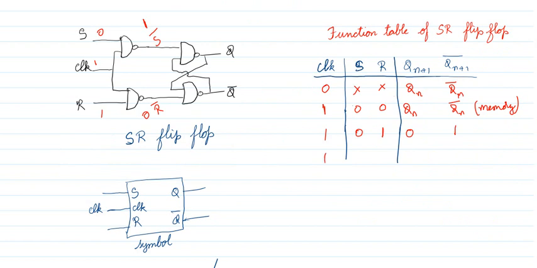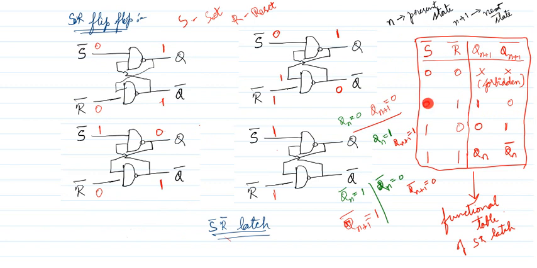Next, try another combination. Clock is 1, S is 1, R is 0. I will rub the past values. Now S is 1, R is 0. If both inputs are 1 1, the output is 0. When this is 1, this is 0. For the NAND gate, the output is 1. S bar is 0, R bar is 1. If you look at the past slide, S bar is 0, R bar is 1 means the output is 1, 0.